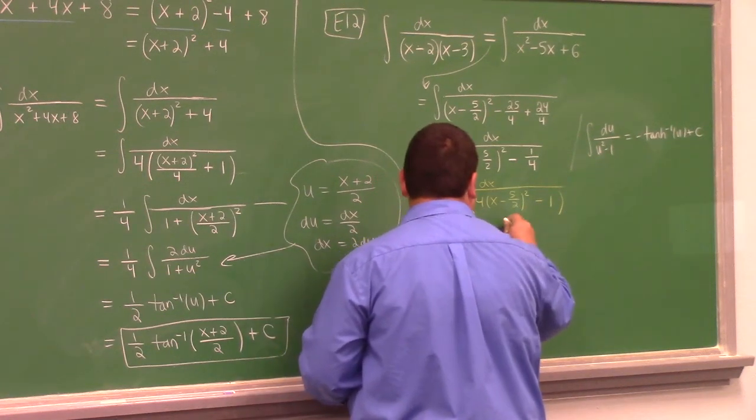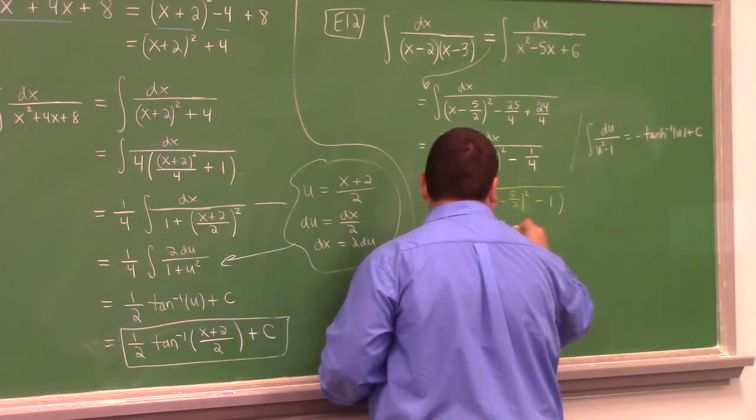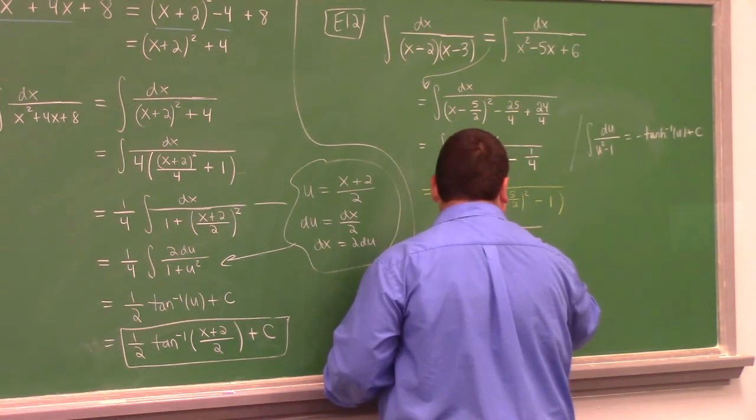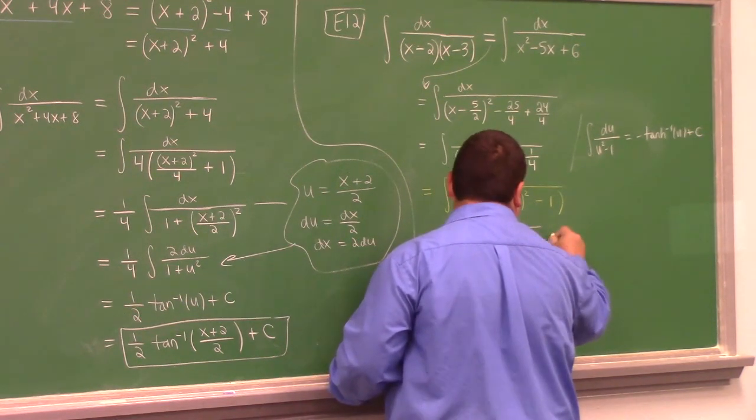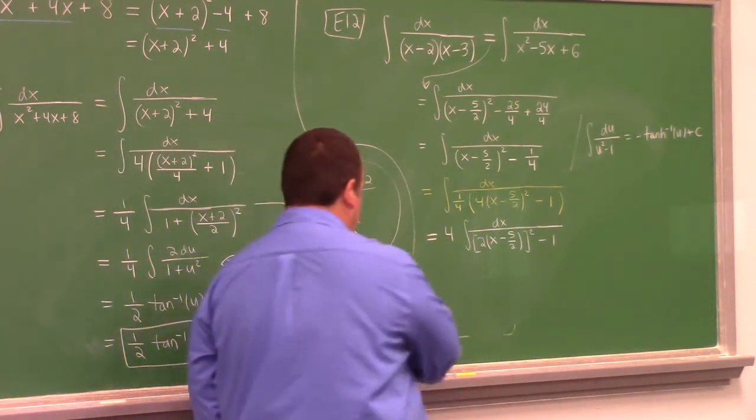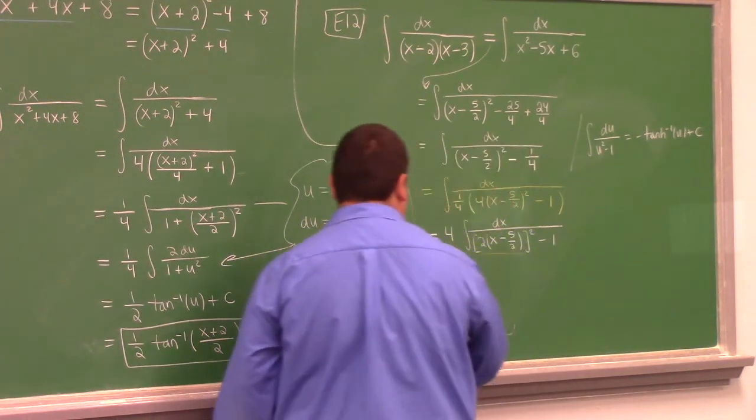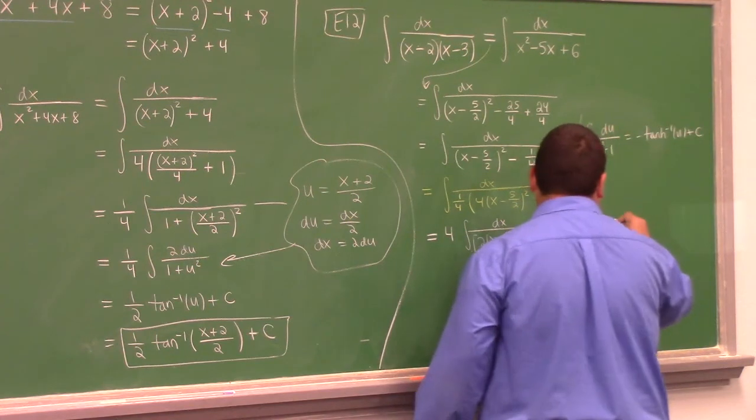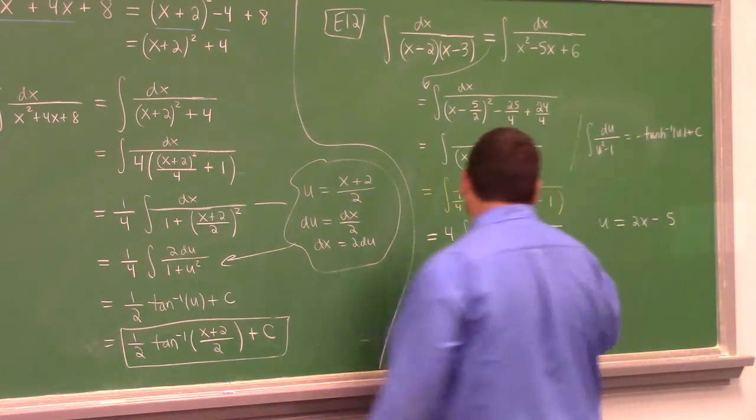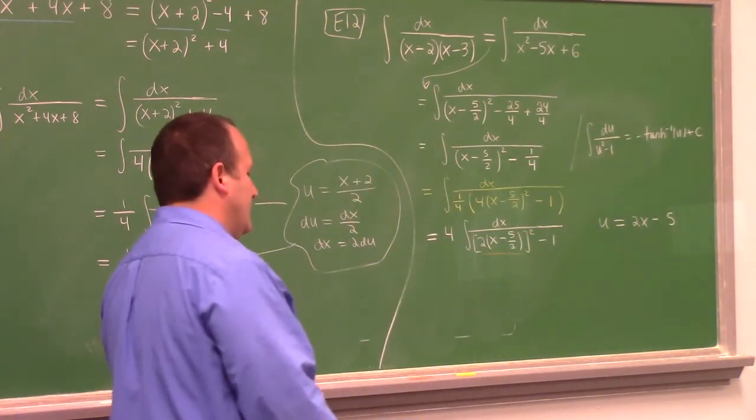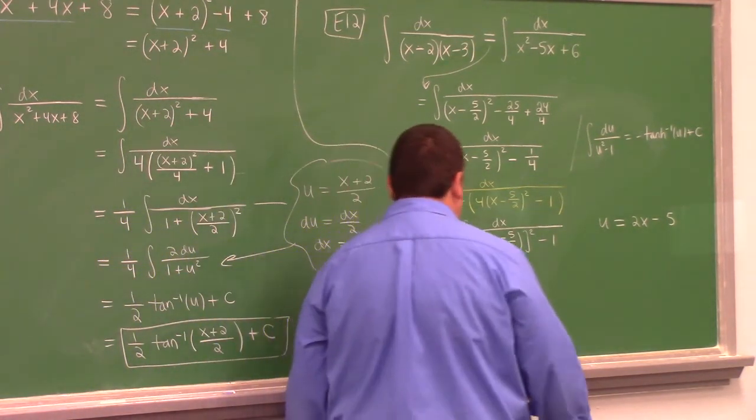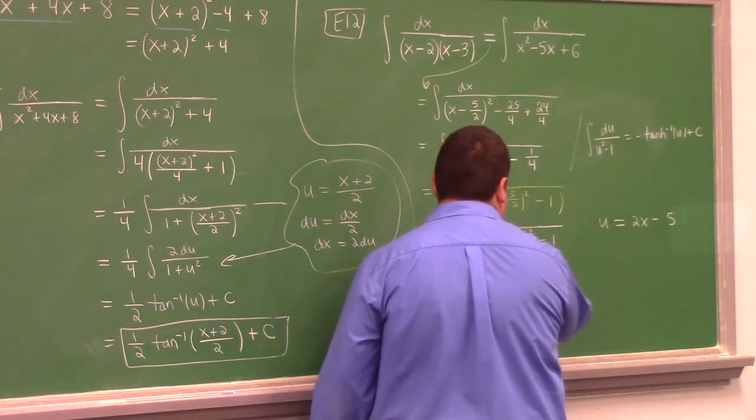For the integral of dx over 2 times (x minus 5/2) squared, minus 1, the thing in the square parentheses should be my u. U is actually equal to 2x minus 5. See, because you could rewrite this as (2x minus 5) quantity squared. I multiply the 2 through, I get 2x minus 5.